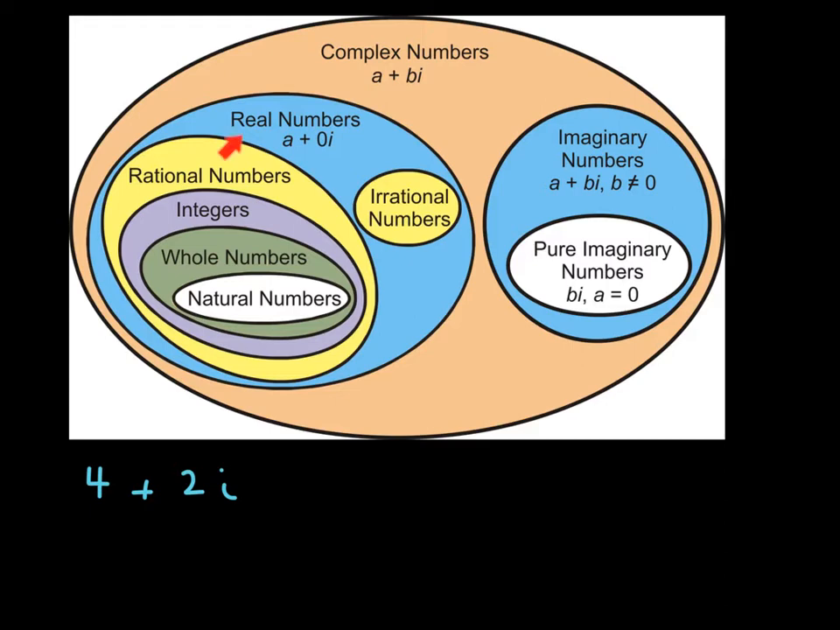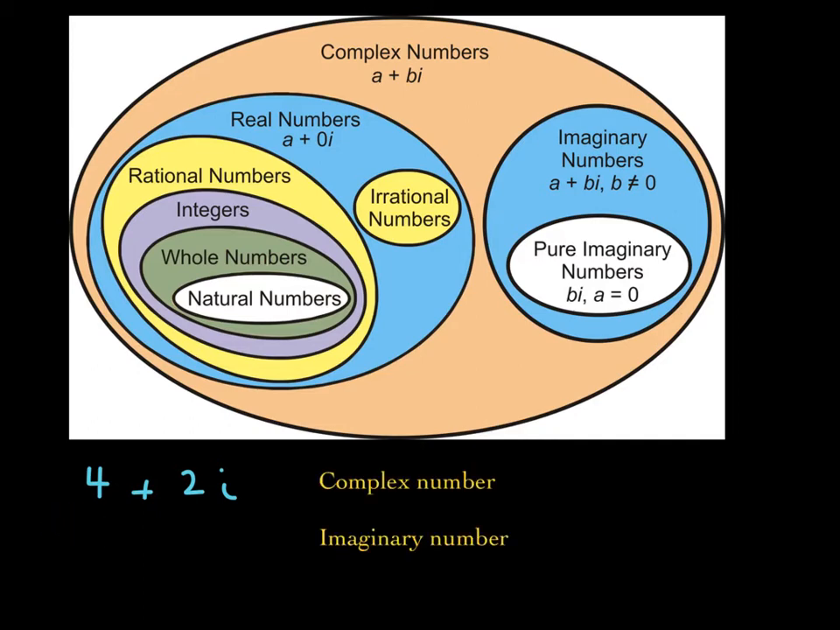Notice that in order for you to be a real number, this coefficient of i has to be 0, right? And it's not 0, it's actually 2. So this is an imaginary number, also called a complex number. So this is both a complex number, you can also call it an imaginary number.